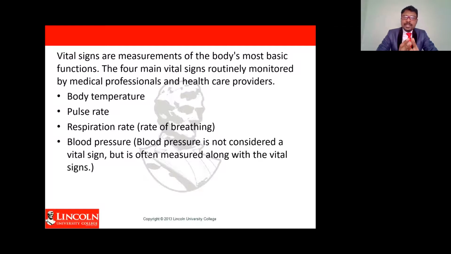Whenever you get any patient with any condition, be it a musculoskeletal problem, a neurological problem, a cardiovascular problem or any system problem, if the patient comes to the clinic or the hospital, the first and foremost important thing is assessment of the vital signs. How is the body temperature? How is the pulse rate, respiratory rate, and blood pressure? So we have to check.